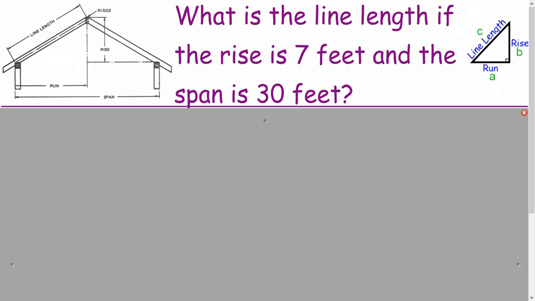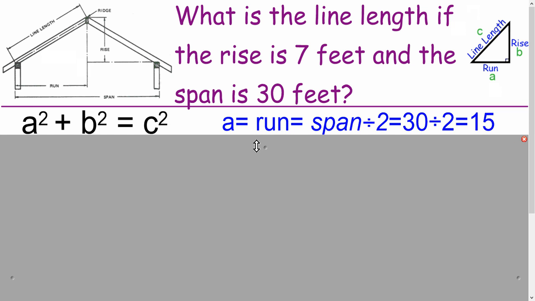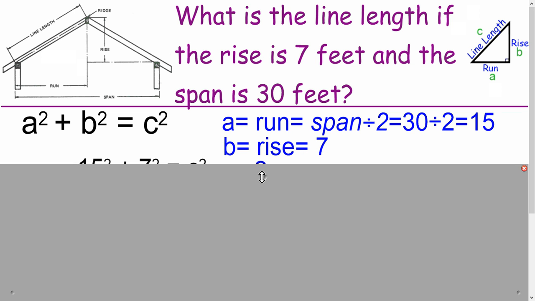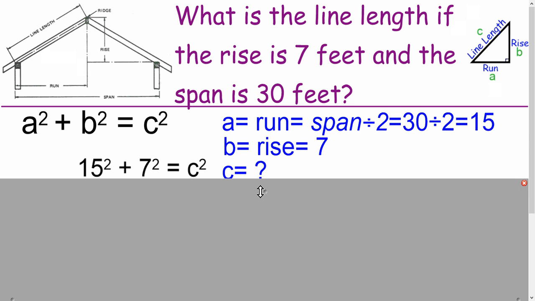What is the line length if the rise is 7 feet and the span is 30 feet? So I put this little figure over here to help you remember what's a, b, and c. So we have our Pythagorean theorem, a squared plus b squared equals c squared. And a is the run, and the run is half of the span. We're told the span is 30 feet, so the run, or a, is 15 feet. The rise is 7, and we're trying to find c.